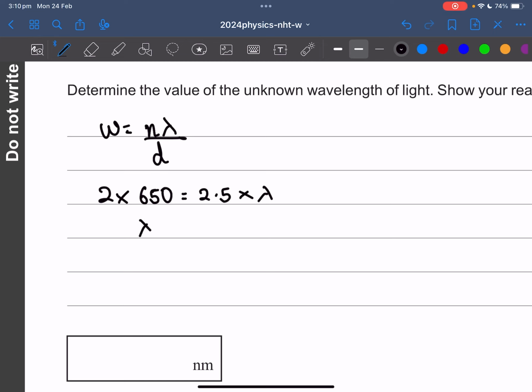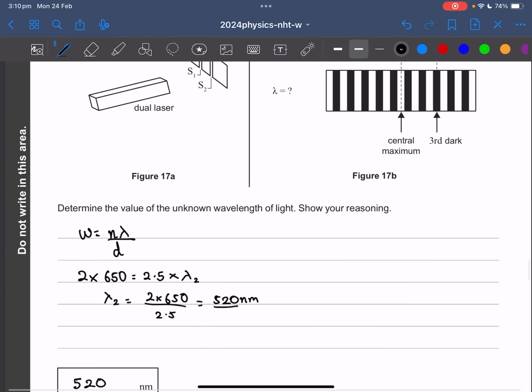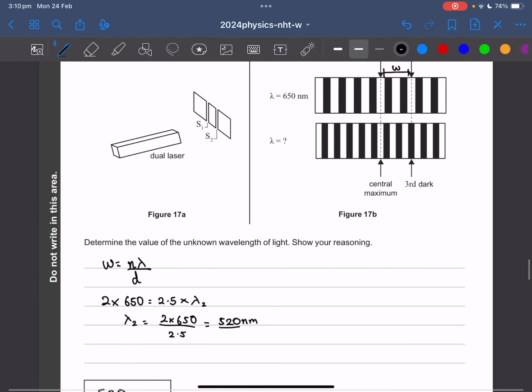Okay, so that means our lambda 2 is equal to 2 times 650 over 2.5, which is equal to, let's calculate that, 520 nanometers. Okay, hopefully that made sense. So the width is going to be the same, so we can use it to our advantage and calculate this out.